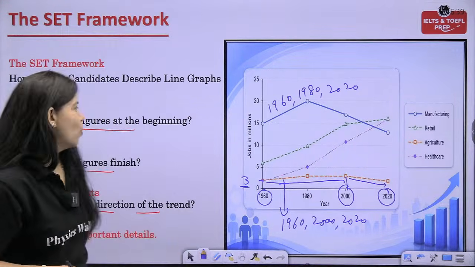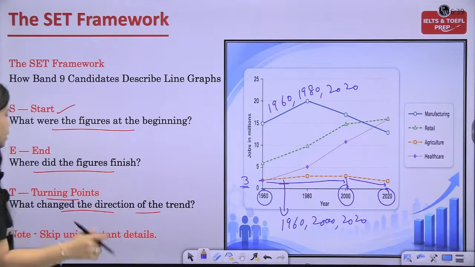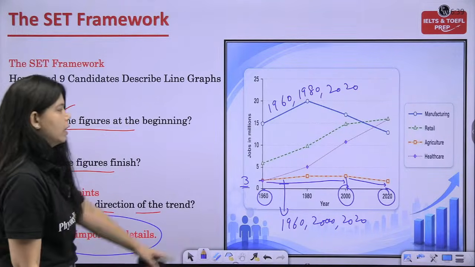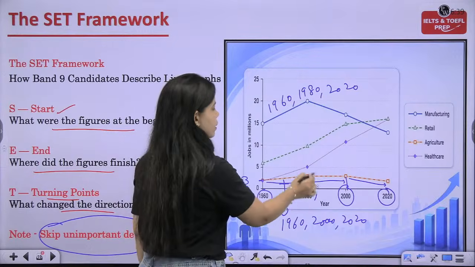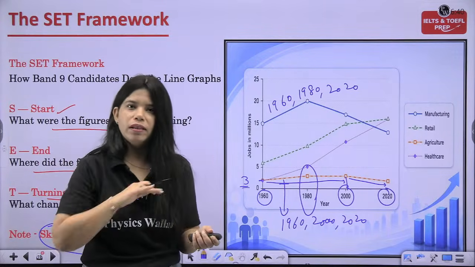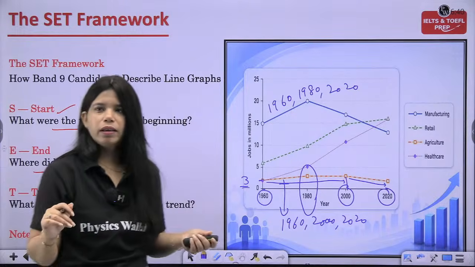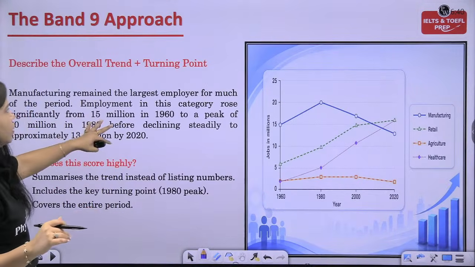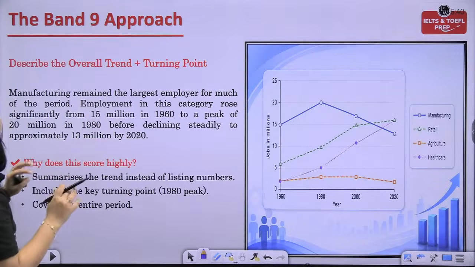Right. So I hope the SET framework is clear. Remember, you need to skip unimportant details. In the case of healthcare, this is unimportant. 1980, because nothing is changing here. It's just stable, flat. Okay. Moving on now. This is how we can describe using the SET framework.